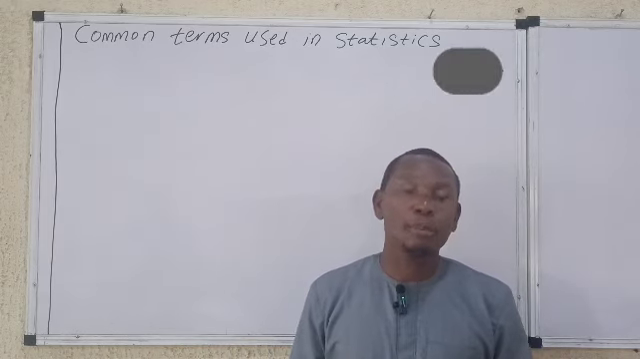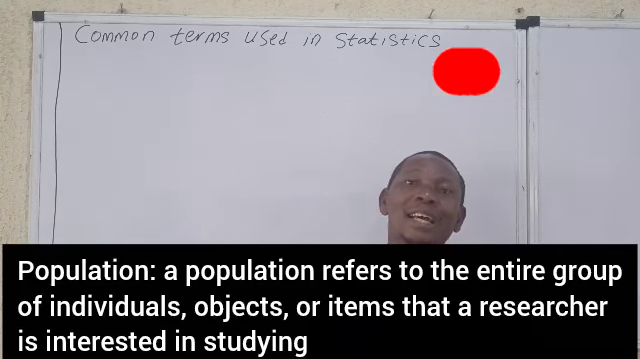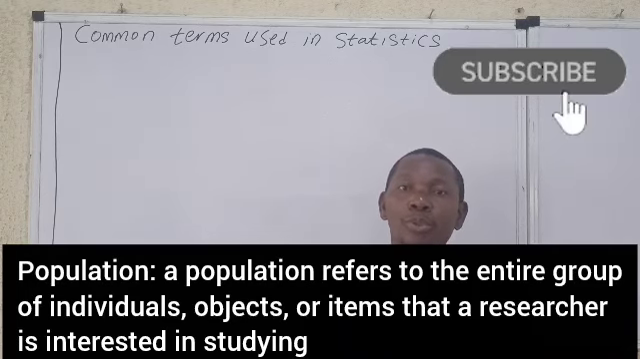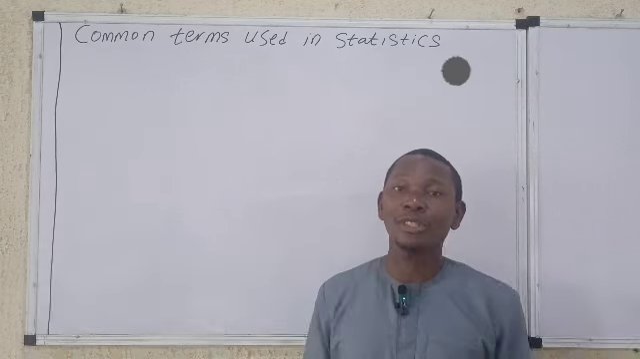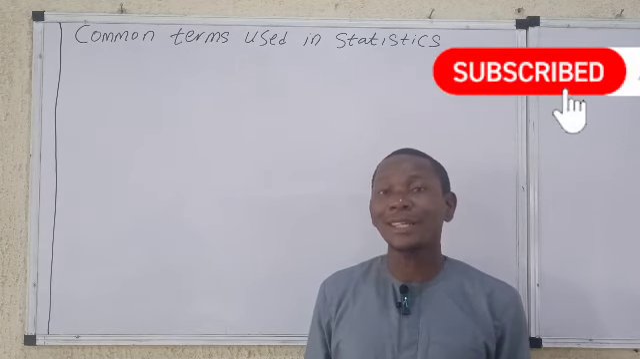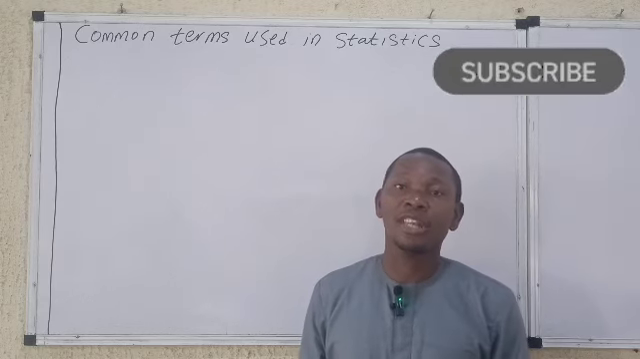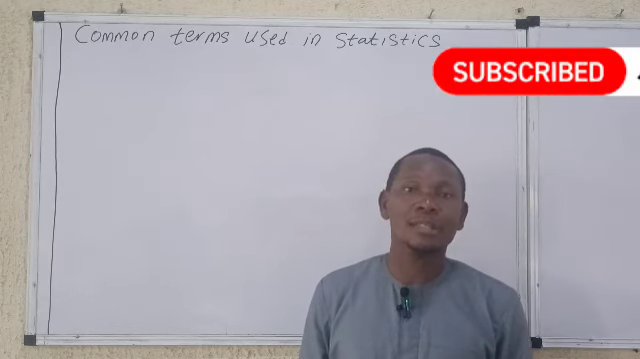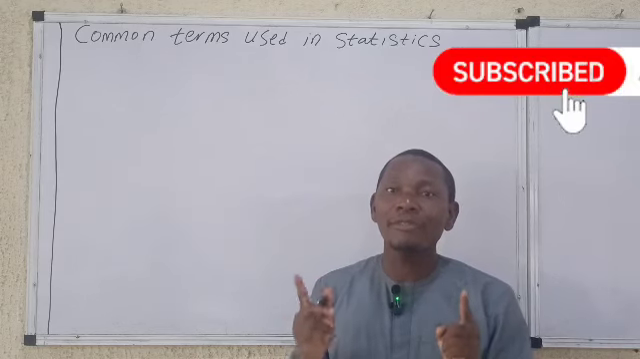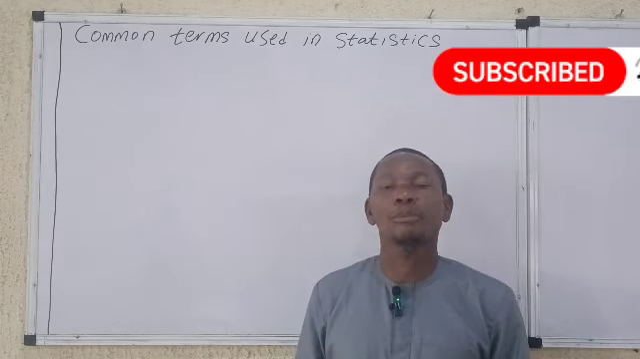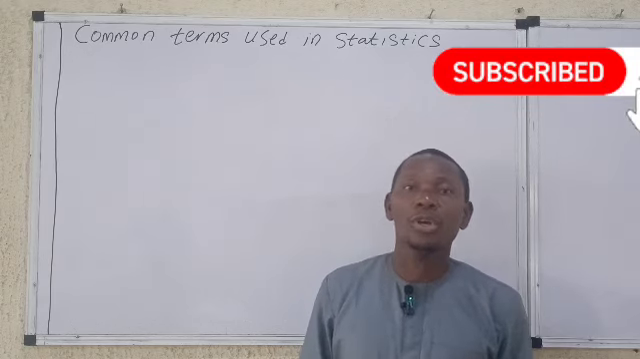What about population? What do you understand by the term population? It's actually the entire group of individuals, items or subjects that is being studied. For example, we can try to study the population of Nigeria. In that case, which is very challenging, that's the reason why we make use of samples. When you study the entire population of a country, it means that you have to take samples from every individual of that population. So because it is challenging, we usually use samples.